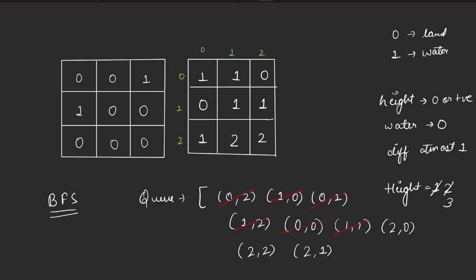Next, we will increment our height by 3. We will move on to the next level, but here you will see all the adjacent cells are already visited and our BFS will be completed, and this will be our resultant height matrix which we need to return as our answer, right? So this is what we need to do. Now let's quickly look at the code.